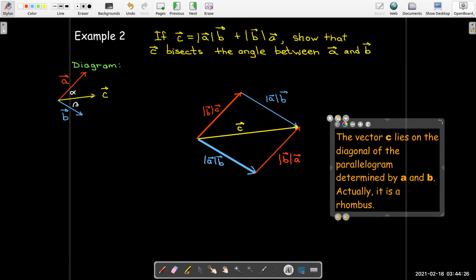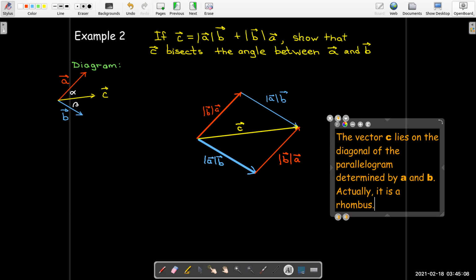But it doesn't have to be a rhombus because the geometric property is that a diagonal of a parallelogram is going to bisect the angle made by its sides. So from geometry, we could give a geometric demonstration that C bisects the angle between A and B, because the angle between A and B remains the same even when I stretch out both of those vectors by multiplying A by the length of B and multiplying B by the length of A.